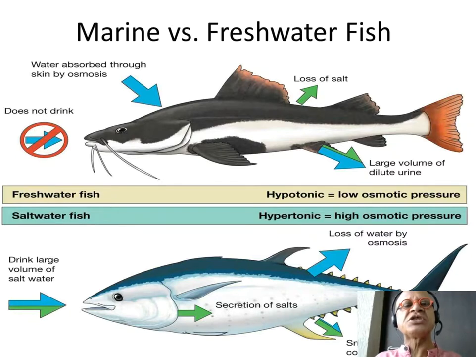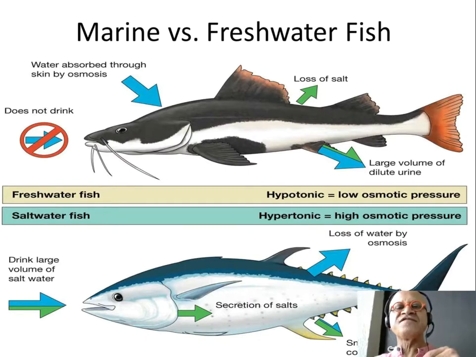So freshwater fish, it turns out, are hypotonic, so they have low osmotic pressure, which means water is constantly being absorbed through the skin. Okay, so they are hypotonic, means the salinity concentration is lower than the water. Remember, the fresh water has very low concentration, so water molecules are more in concentration outside, so the water is constantly being absorbed by osmosis through the skin.